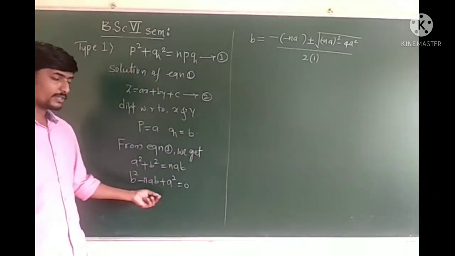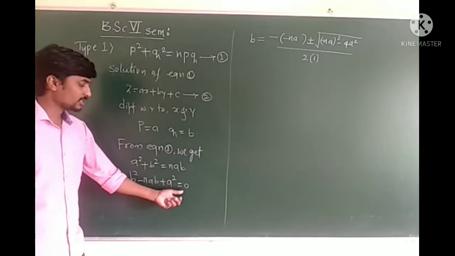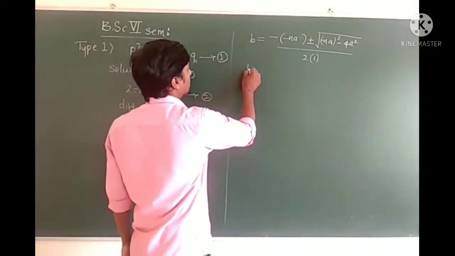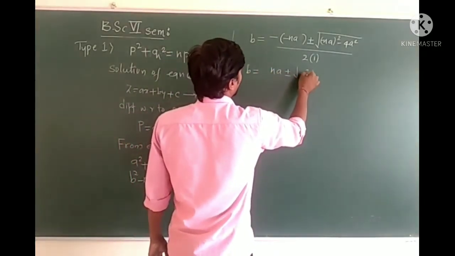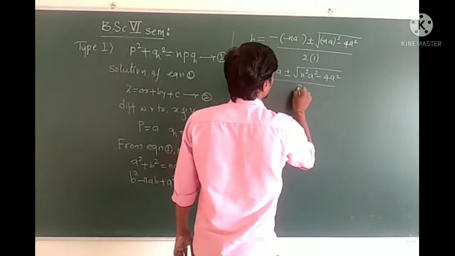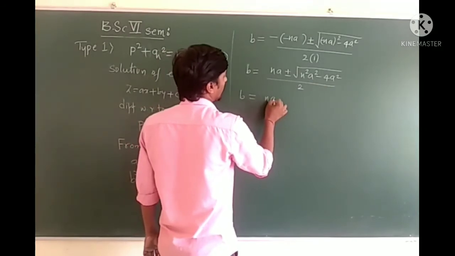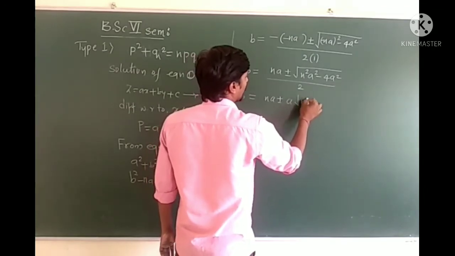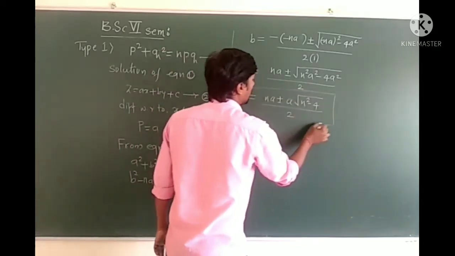So if I consider this equation as b square minus n into a into b plus c square plus a square equal to 0 as a quadratic equation, then it will be provided in this way here. So now solve this equation. So b is equal to n into a plus or minus under root of n square a square minus 4 into a square, so divided by 2 here. So therefore the value of b, take a square as a common and take outside. So it will become a into root of n square minus 4 divided by 2. So this is the value of b here.